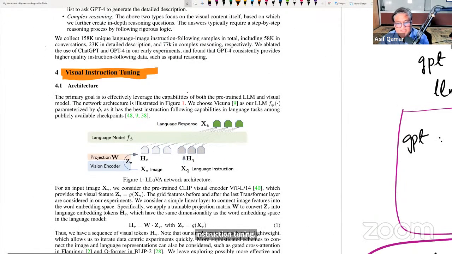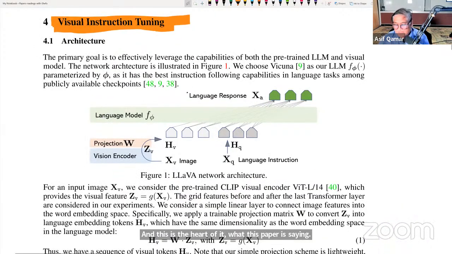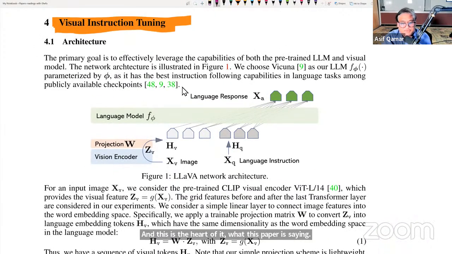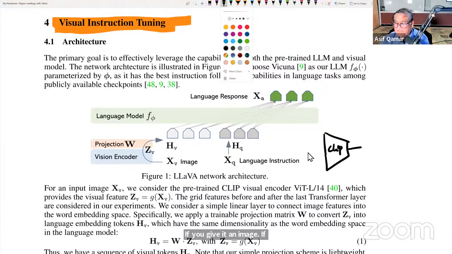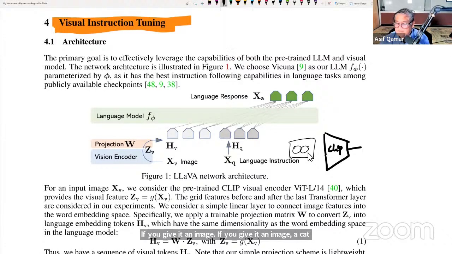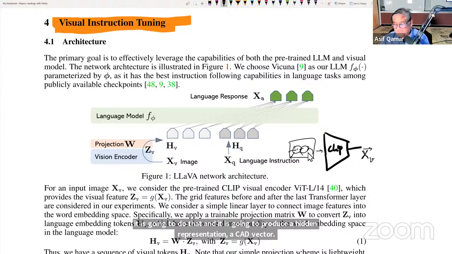So I'll zoom out a little bit, and let us think through. This is a visual encoder, think CLIP. What will the CLIP do? Suppose I take the CLIP, I'll represent it like that, let's say a visual encoder, doesn't matter. If you give it an image, a cat, then it is going to produce a hidden representation, a cat vector, isn't it? An encoding vector of the cat.